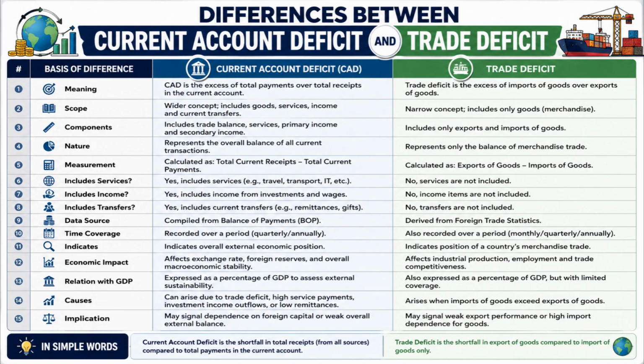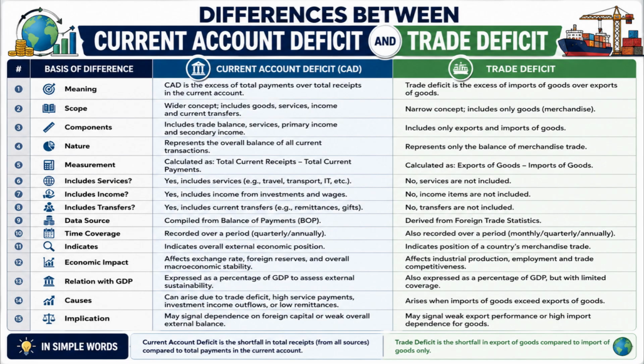Number 13. Current account deficit may occur because of high service payments, investment income outflows, or lower remittances, whereas trade deficit mainly occurs when imports of goods exceed exports of goods. Number 14. Current account deficit may indicate dependence on foreign capital and weak external balance, whereas trade deficit may indicate weak export performance or heavy dependence on imported goods.